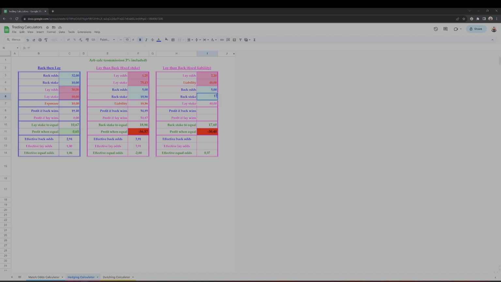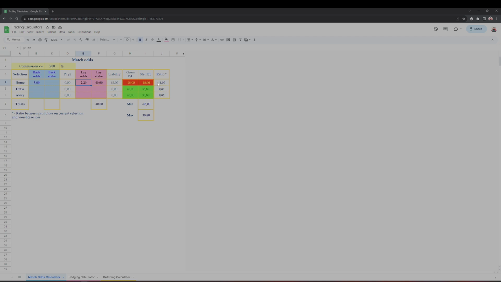And if I go here, 17.60, I can see that the profit if back wins is 25.73 and profit if lay wins is 25.73, so it's equal. So to prove it, we have back odds of 5 and I go 17.60. You can see that my profit is equal very quickly.